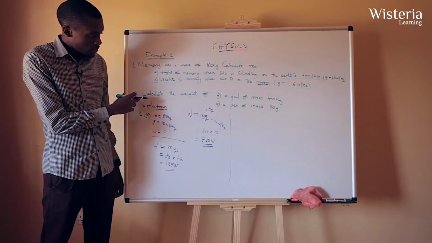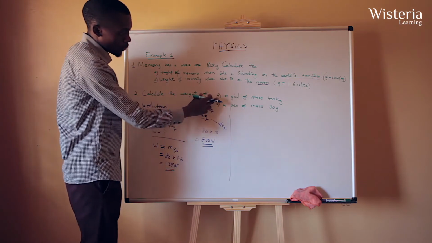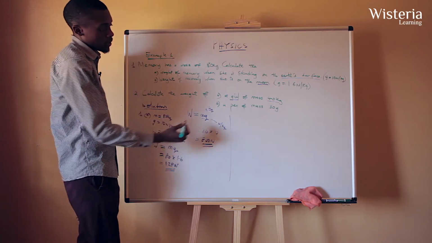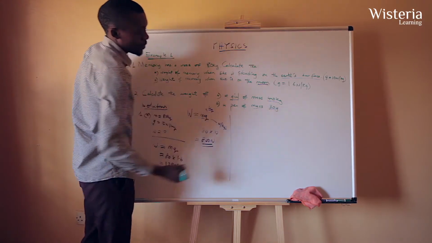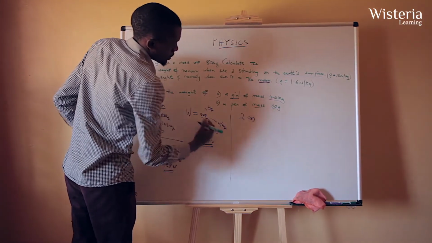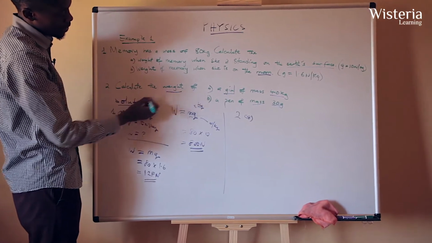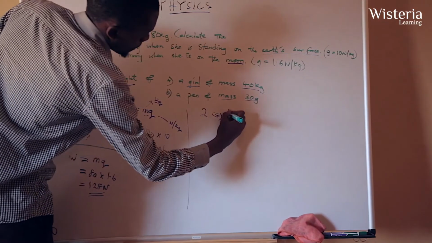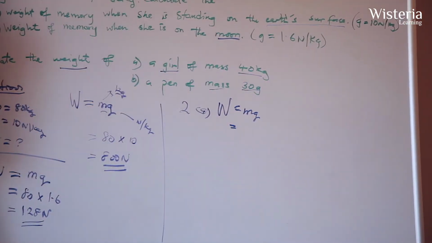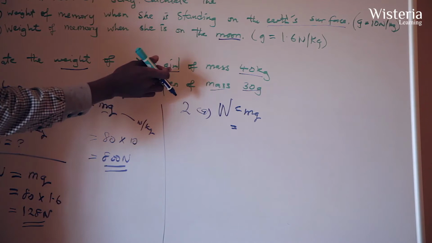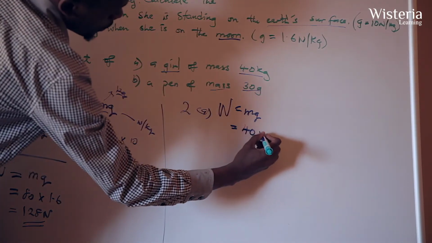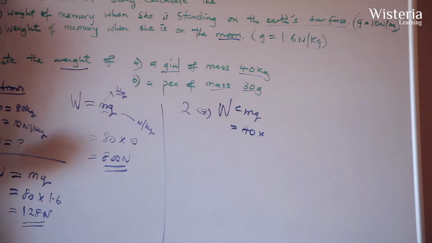Here we are given a question to say: calculate the weight of (A) a girl of mass 40 kg, and (B) a pen of mass 30 grams. Here we'll go straight into answering question A. We want to calculate the weight, therefore we employ our formula: weight is equal to mass times gravity. The mass of the girl is 40 kg, therefore that will be 40 kg multiplied with the gravity acting on this girl.